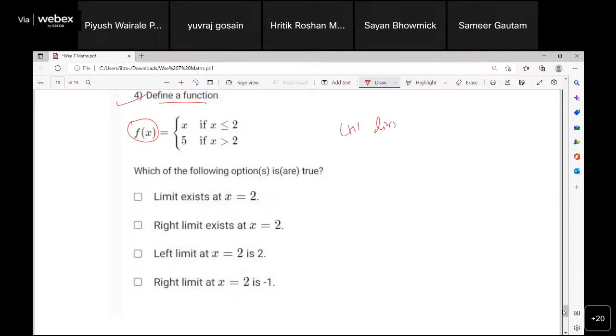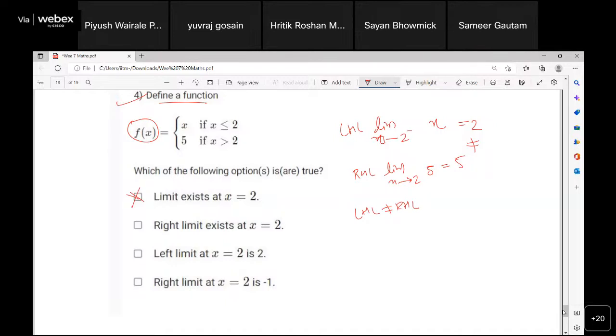What is the left hand limit as x tends to 2 from the negative side? That is x, so it will be 2. Right hand limit as x tends to 2? Yeah, it is 5, right? So it is not equal. The left hand limit is not equal to the right hand limit, so I can say the limit does not exist. This option is not correct.